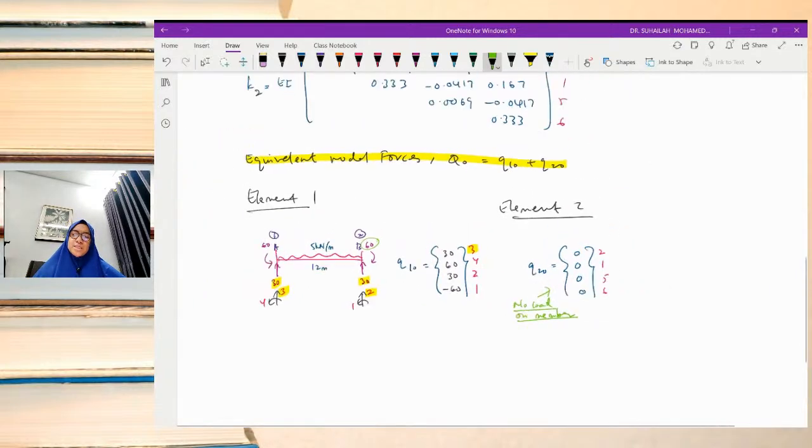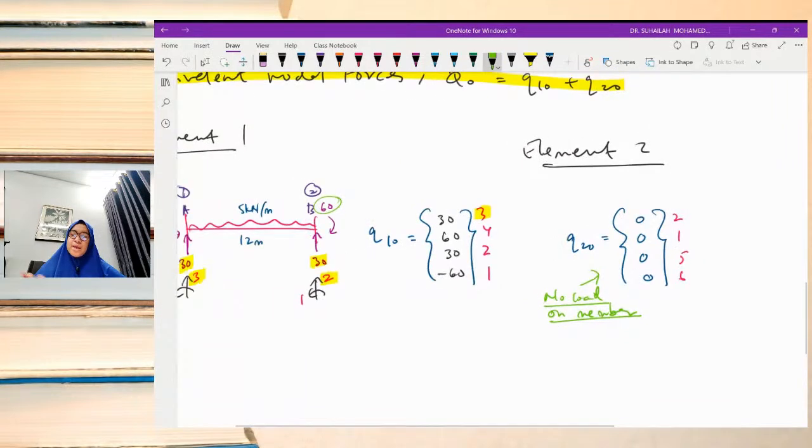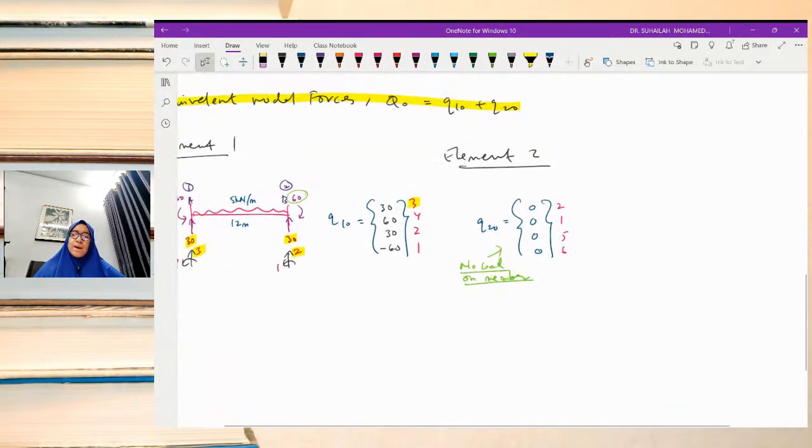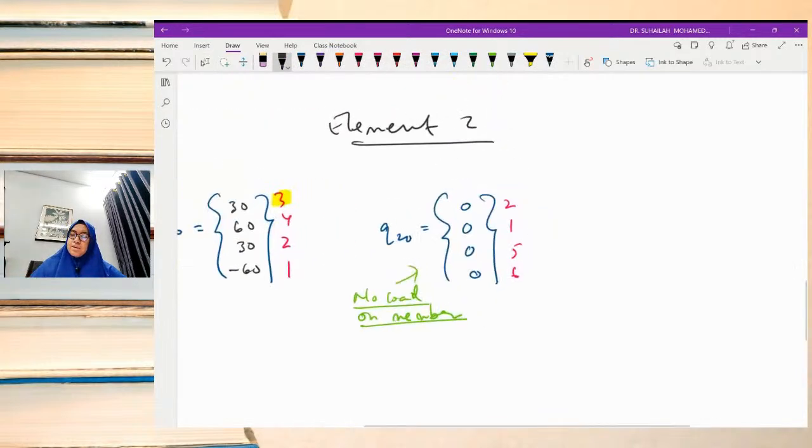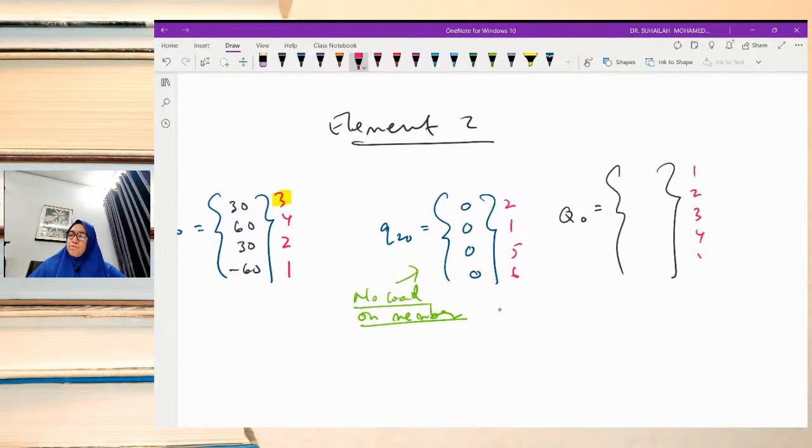So when we combine this, we get Q naught, which is equal to positions 1, 2, 3, 4, 5, 6. So 1 is negative 60, 2 is 30, 3 is 30, 4 is 60, and 5, 6 are 0, 0.